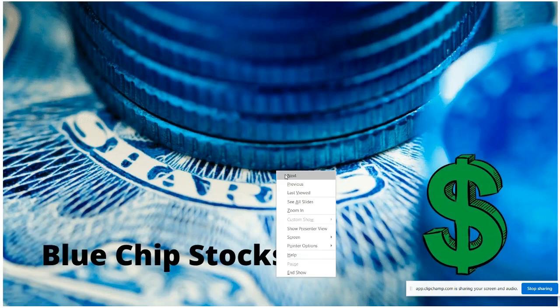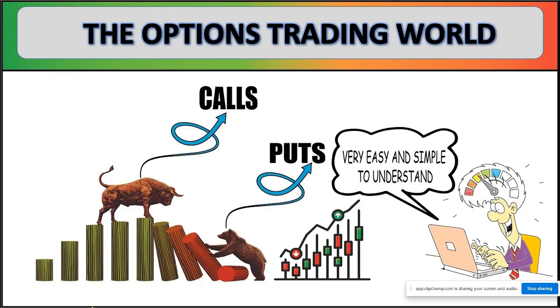So let's keep going. What we got coming up is called options trading. This is a very, very good chapter. The options trading world. This is what turns you into a professional investor. Options trading is very important. Why? Because it opens up your investment styles.